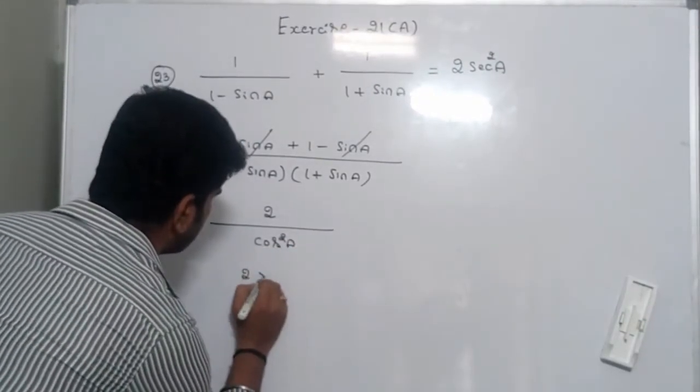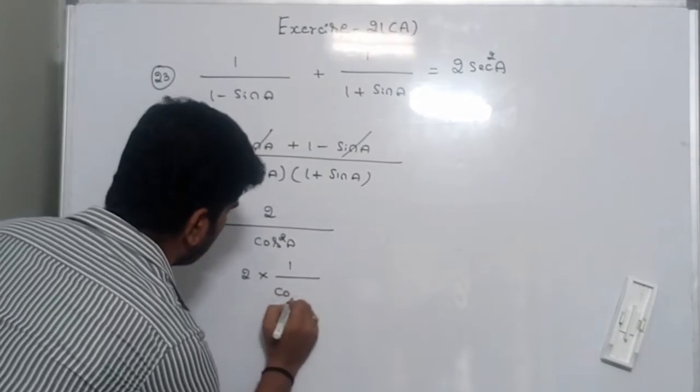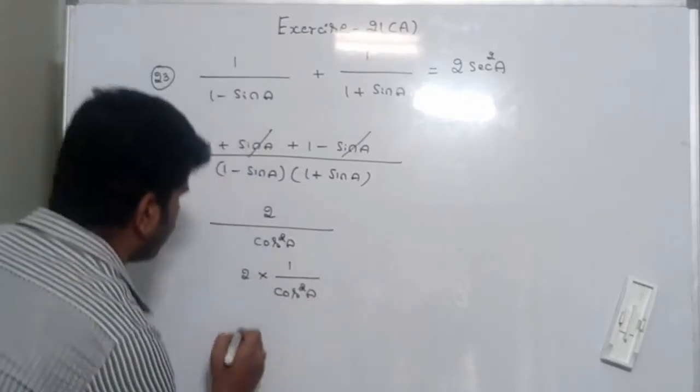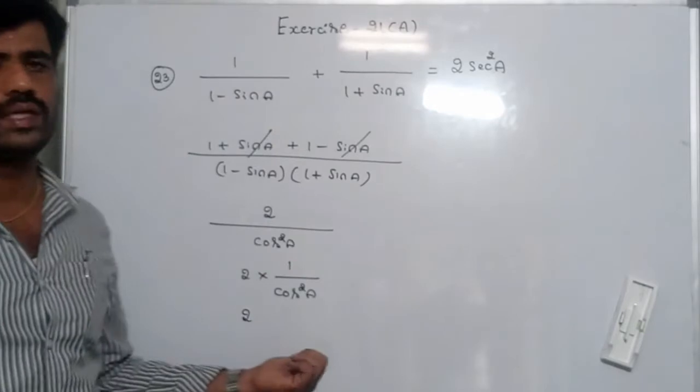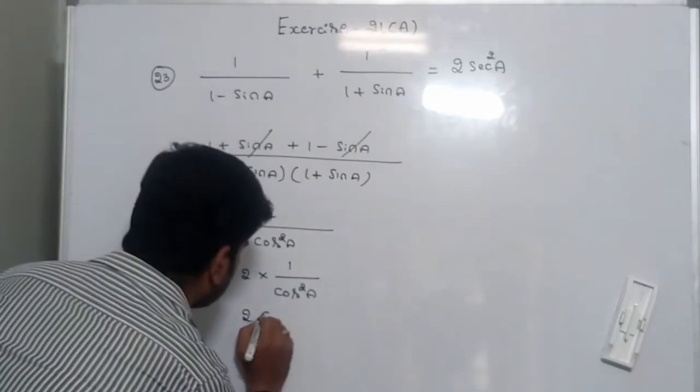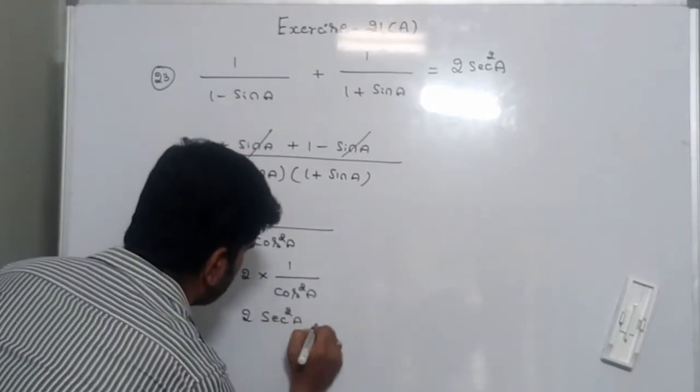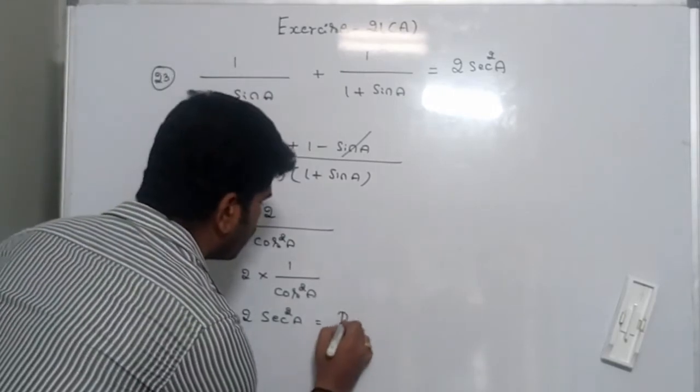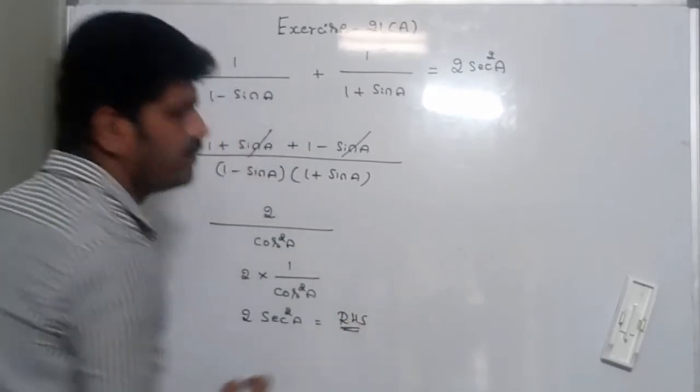Then this came as 2 into 1 by cos square A. Reciprocal relation is what? Secant square A. So this is our required answer, that is equal to what? RHS.